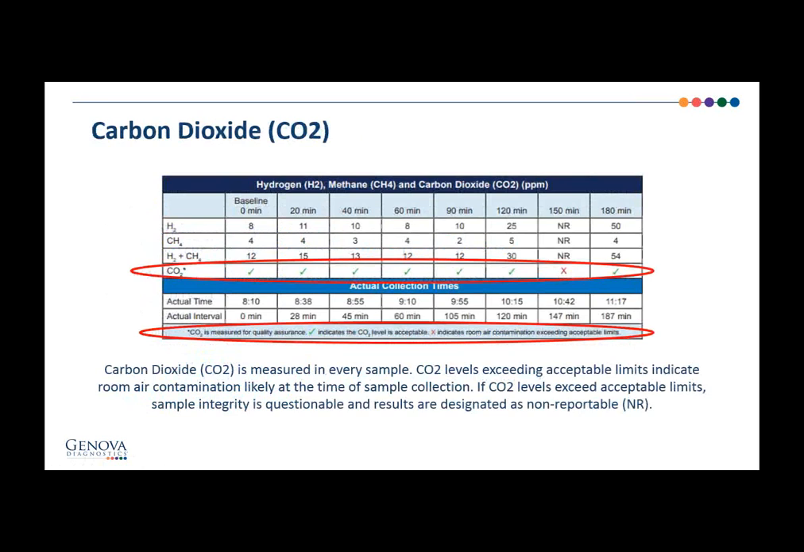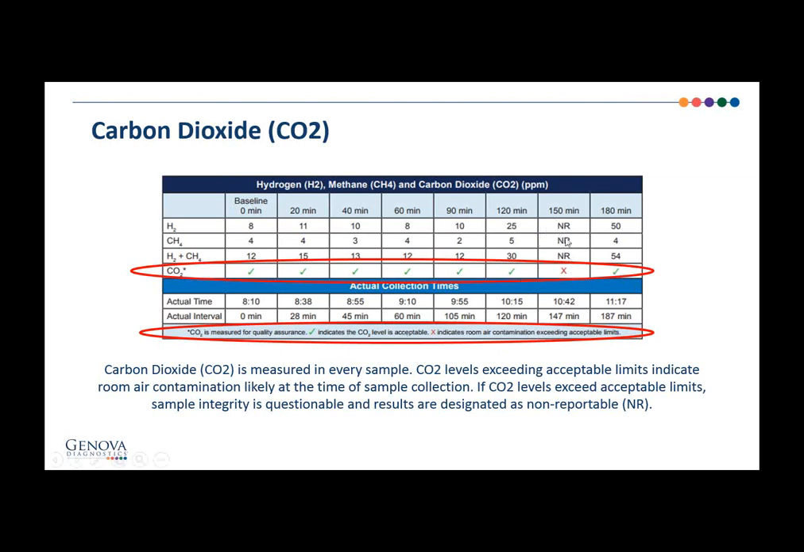So we also look at carbon dioxide levels, and the reason is that if the sample comes back with carbon dioxide that exceeds the acceptable limit, it could indicate that there's actually room air in the sample, not the patient's breath. And that likely happens at the time of sample collection. So it's important that they're following all the steps accordingly. If the carbon dioxide levels exceed acceptable limits, then the sample integrity is questionable and the results are designated as non-reportable.